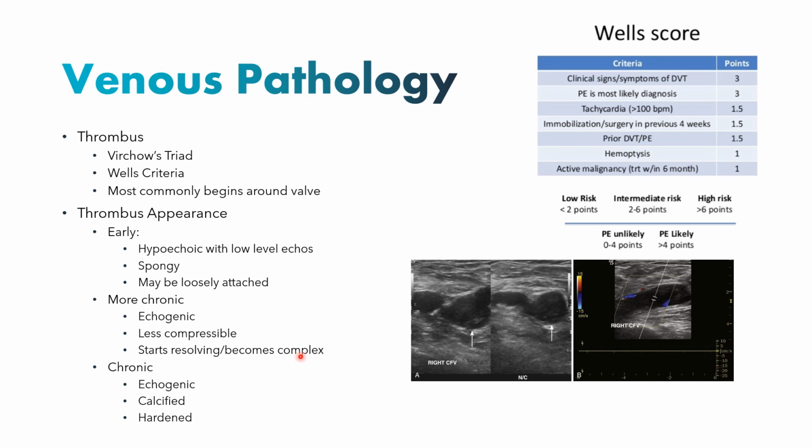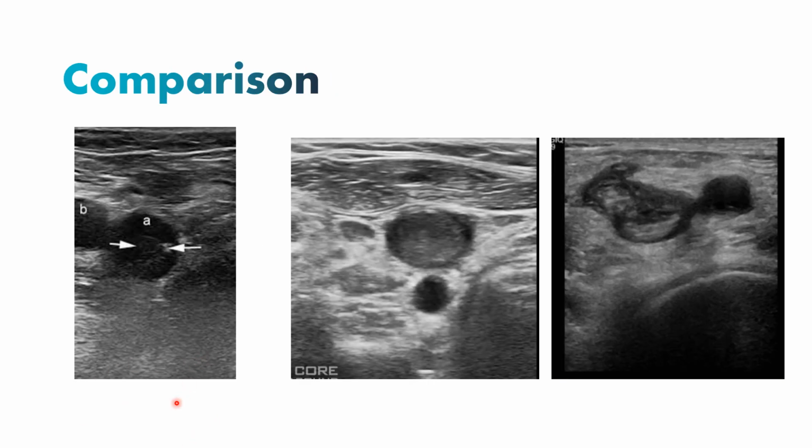If it doesn't resolve completely and the body is just stuck with it, then that's when it becomes truly chronic. And when it becomes truly chronic, it's going to be echogenic. It can demonstrate calcification, and it can become very hardened or even occlude that vein so that they'll have to develop collaterals around it. So here's a comparison of 3 different clots.